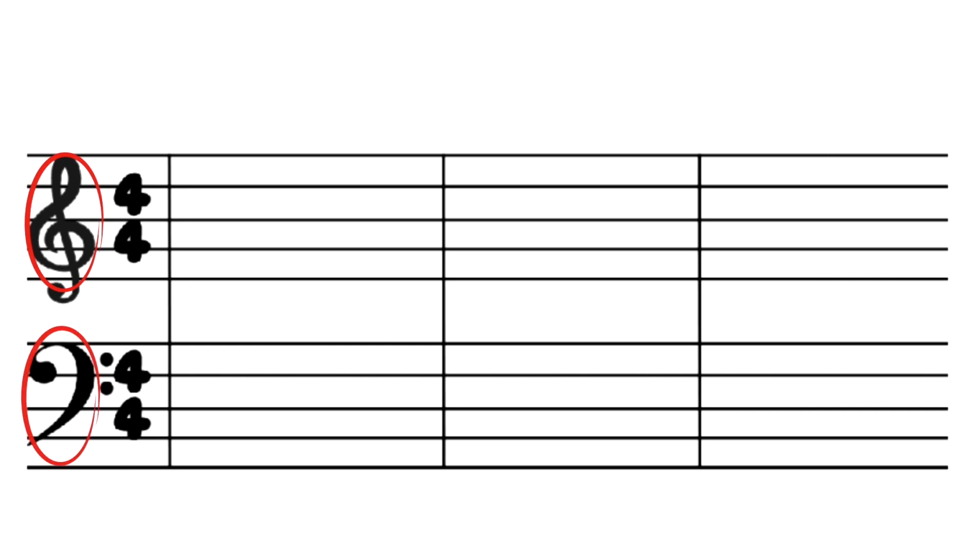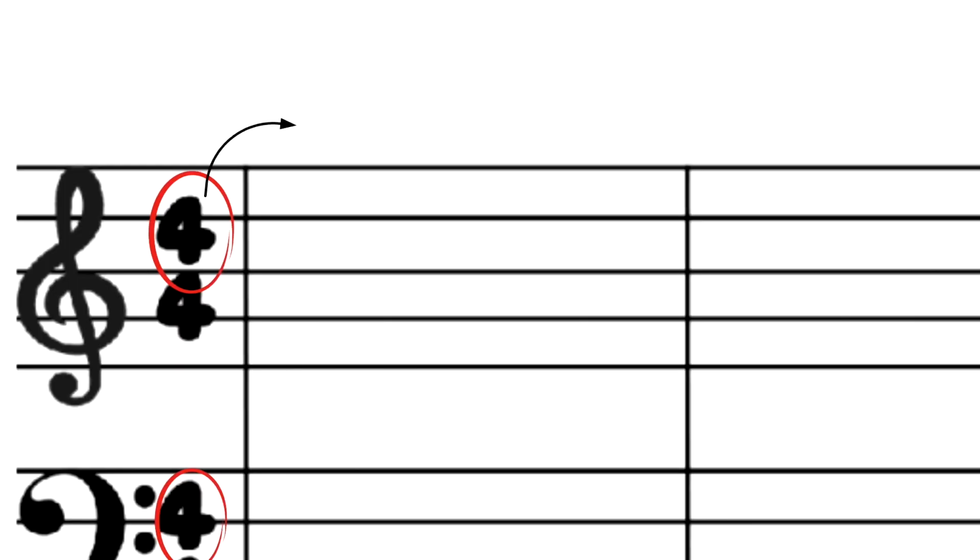As you can see, there's the treble clef and the bass clef. And if you don't know what that means, go check the video in the description below because I talk about that. But right next to the clefs, there is something called a time signature. And in this case, the time signature is 4/4. What this basically means is that there is going to be 4 beats in each measure.